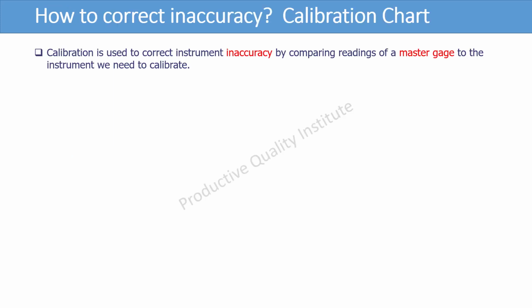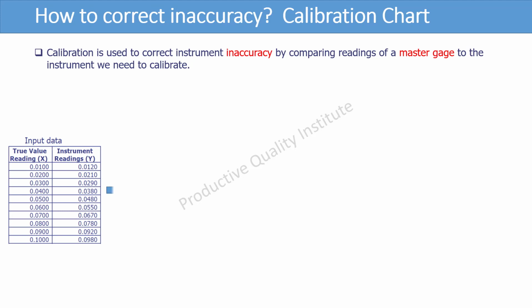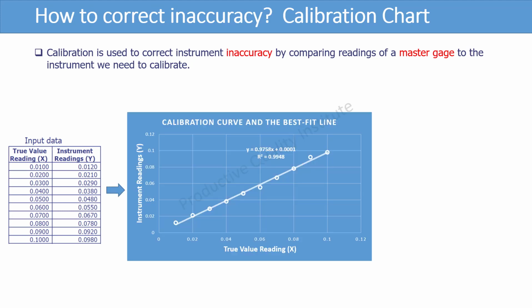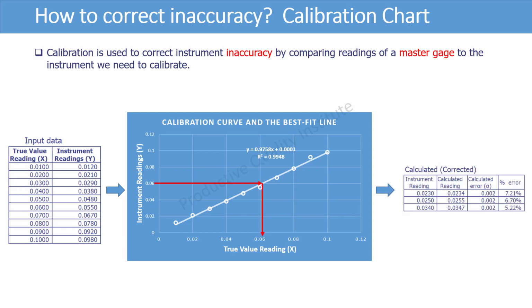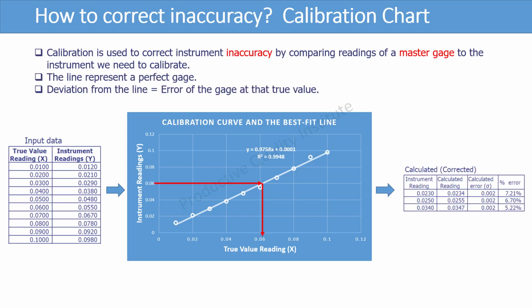Calibration is used to correct instrument inaccuracy by comparing readings of the master gauge to the instrument we need to calibrate. The line represents a perfect gauge. Deviation from the line is equal to the error of the gauge at that true value. Using the true value readings and the instrument readings, we draw the calibration curve and determine the calibration equation. Then using the calibration outputs, we can correct the instrument readings.